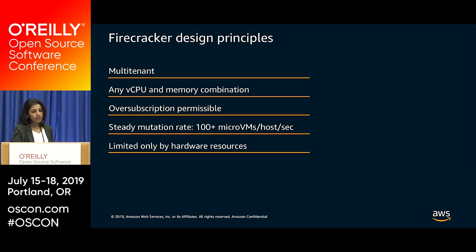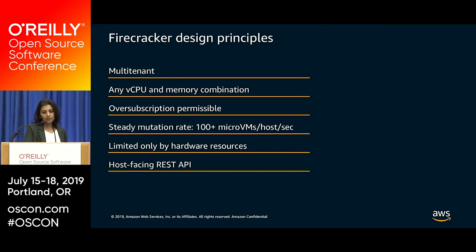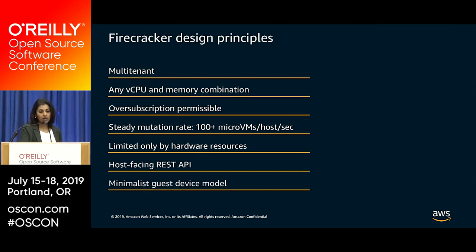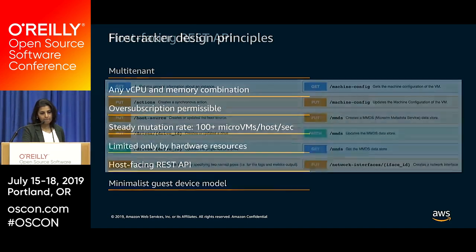So how much can you launch on a single hardware? It's only limited by the amount of resources that are available on the hardware. So at the scale of 100 plus microVMs, it really packs a lot of VMs on a single host. Each microVM exposes a host-facing API via an in-process HTTP server. And then each microVM can provide guest-facing access to host-configured metadata services, which is accessible via the MMDS API.